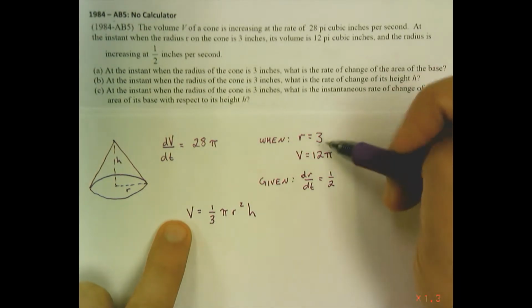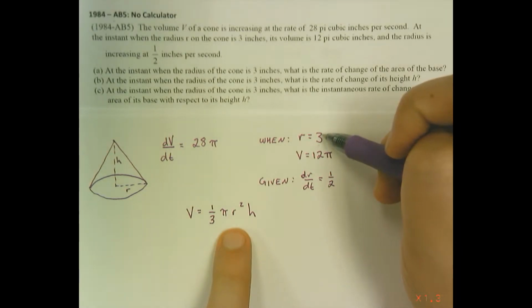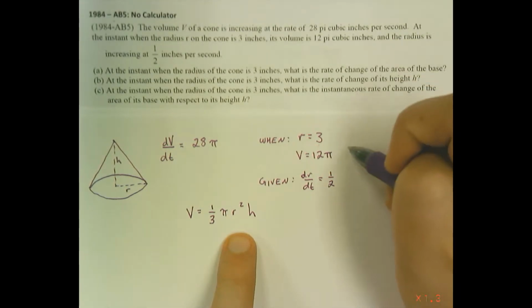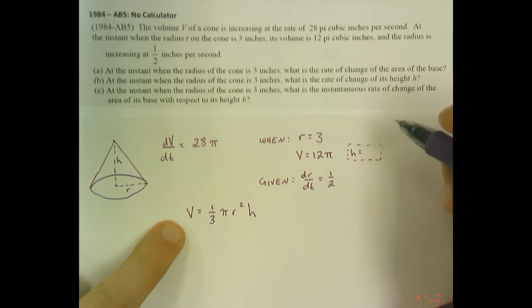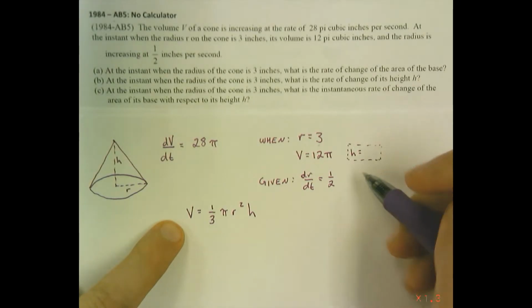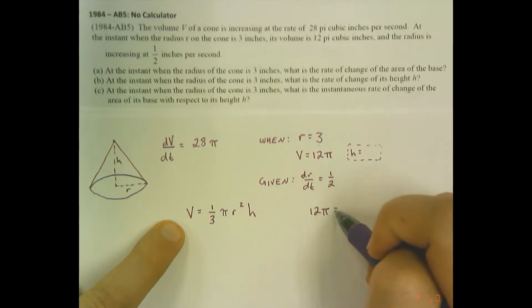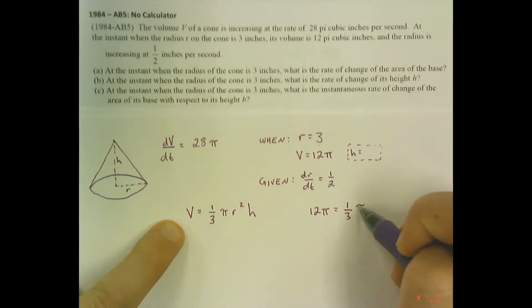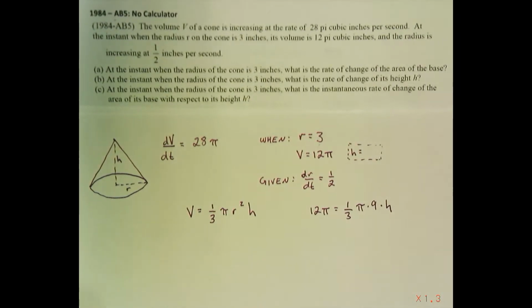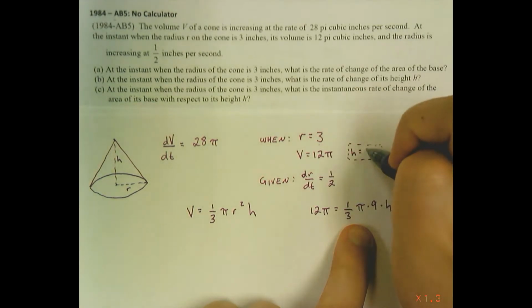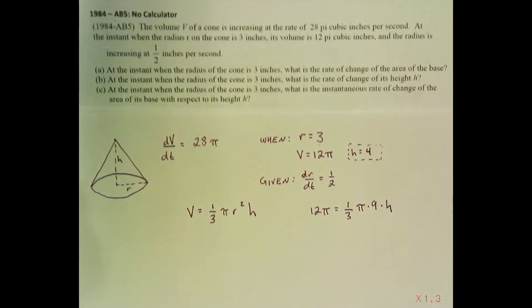So with this when statement, they give us a radius and they give us a volume, so we can deduce the height based off of that information. What is the height of the cone? So we'll very quickly crunch those numbers to figure out what the height is. 12 pi equals 1/3 of pi times 9 times h. And we find out that the cone at our snapshot moment has a height of 4 inches. Okay? So we used existing information to find new information.